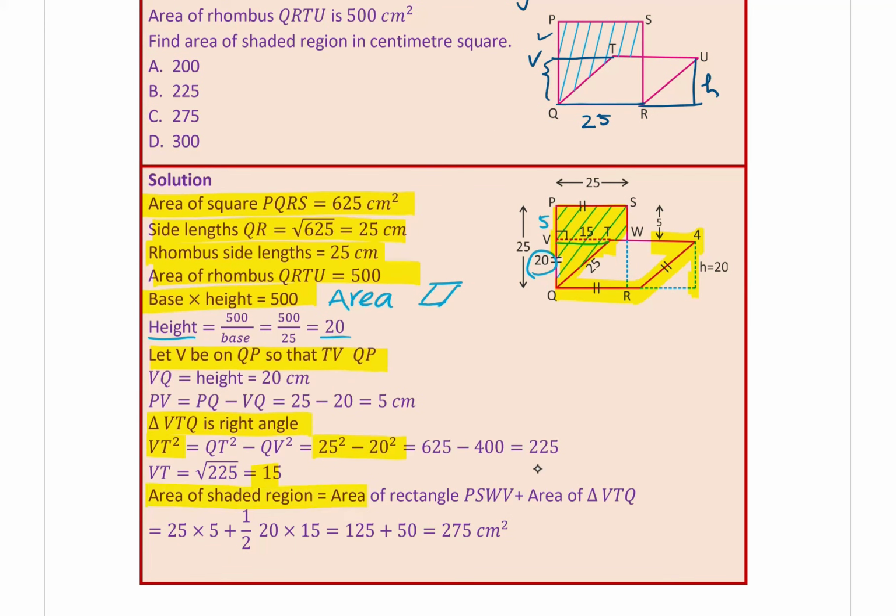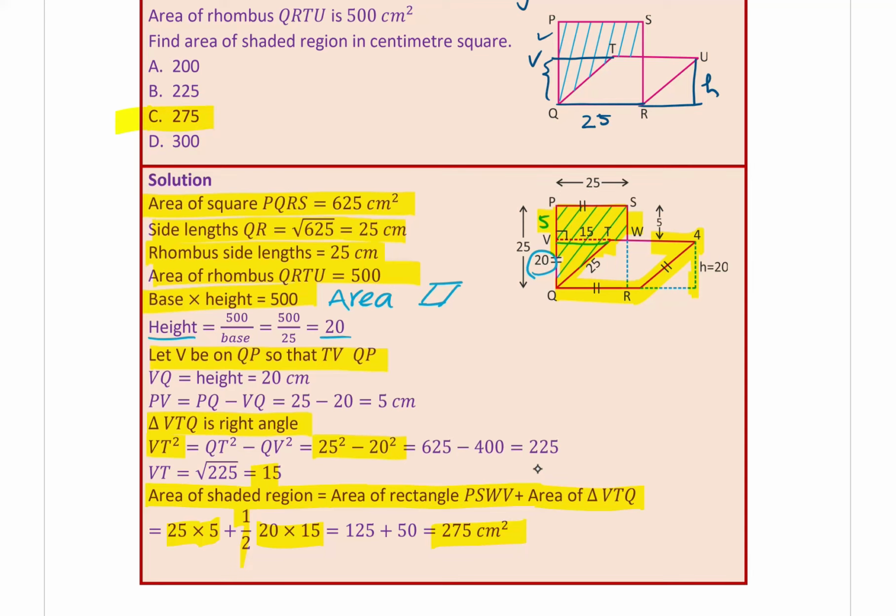So here is your final solution. Area of the shaded region is area of the rectangle plus area of the triangle. Rectangle is, as you know, the small rectangle, 25 times 5, and triangle is half, 20 times 15. You get your answer as 275, which is option C for you.